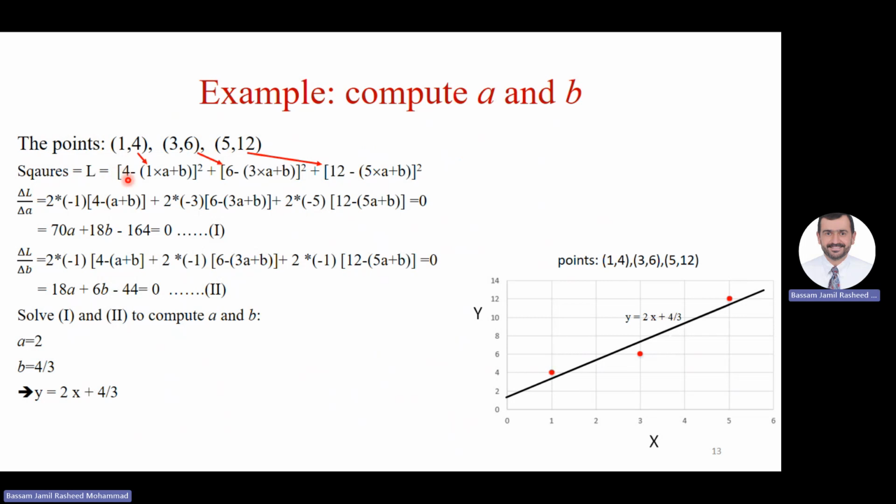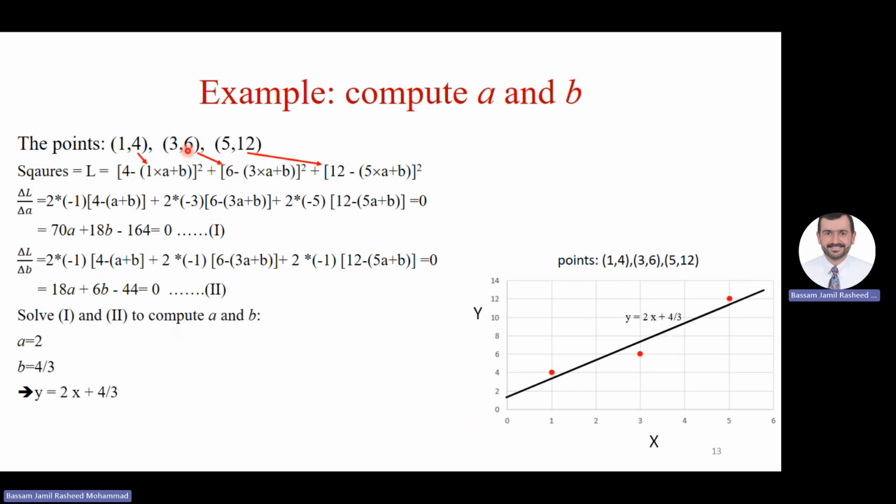And this is done by what? You subtract the y coordinate from the linear equation, using the x coordinate, which is 1 here. Notice this 4 minus 1 times a, because for this point the x coordinate is 1 and the y coordinate is 4. So 4 minus, open bracket, 1 times a plus b. Square that.